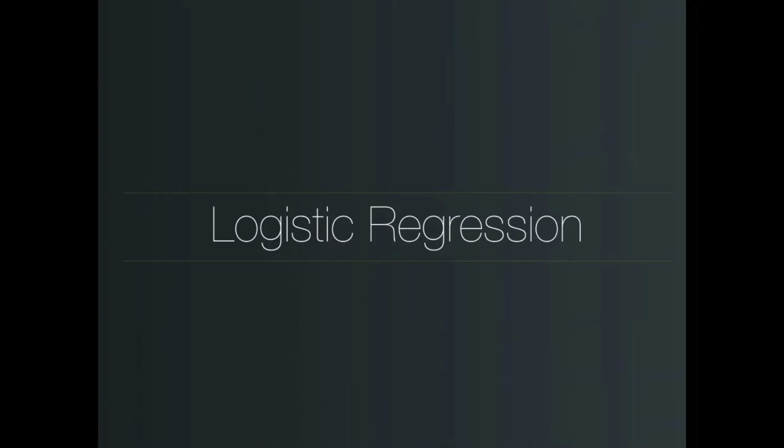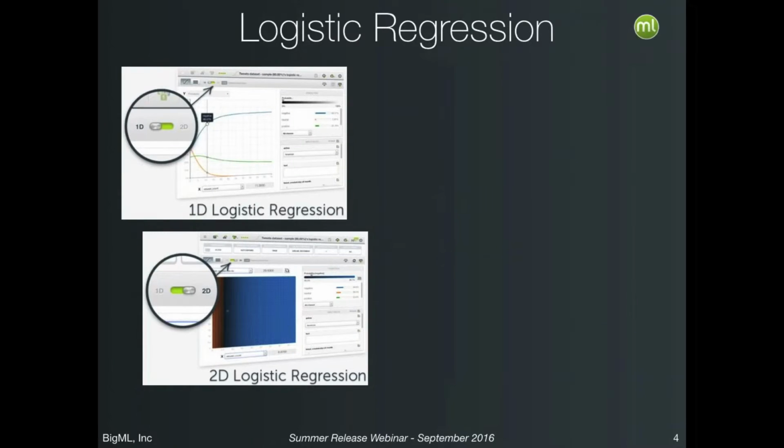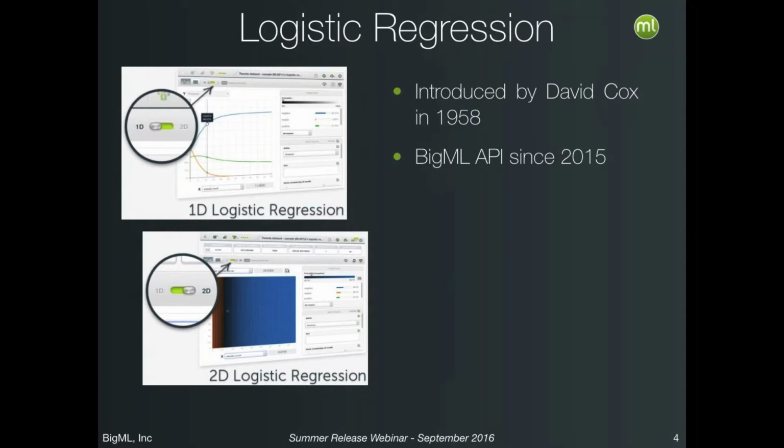Now, amongst those little fixes, we've made some bigger improvements, and the one we want to highlight in today's webinar is logistic regression. So logistic regression is hardly a new algorithm. In fact, it was first introduced by David Cox way back in 1958. And it's even been a part of BigML since 2015, but previously only available through the API. With today's release, BigML's logistic regression implementation is finally beautifully simple to use. So what is it?